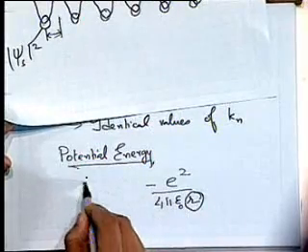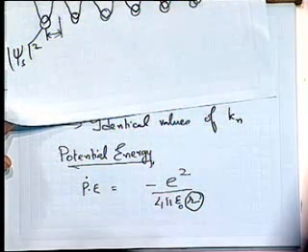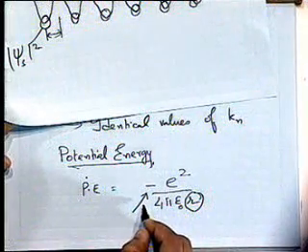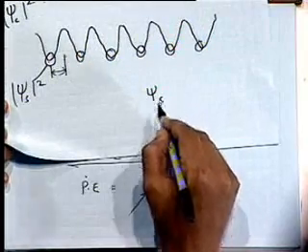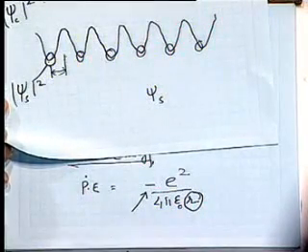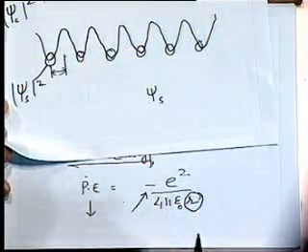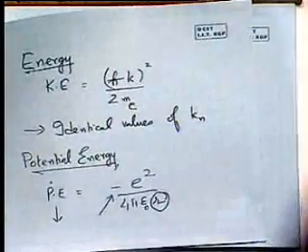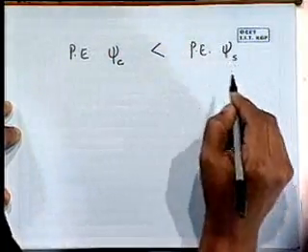So if R is smaller, what would be true of the electrostatic potential energy? Small R means, with the negative sign, the potential energy will be lower. Magnitude is larger, potential energy is lower because of the negative sign. So when R is larger, that means in the psi C case, I'm sorry, in the psi S case, am I right on that? Yeah, potential energy is lower when R is lower. Where is my psi C? Okay. So what we are saying is that the potential energy term in the psi C case is lower than the potential energy term in the psi S case, right?